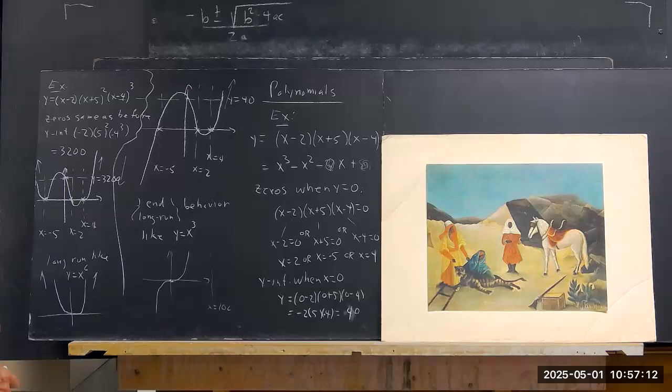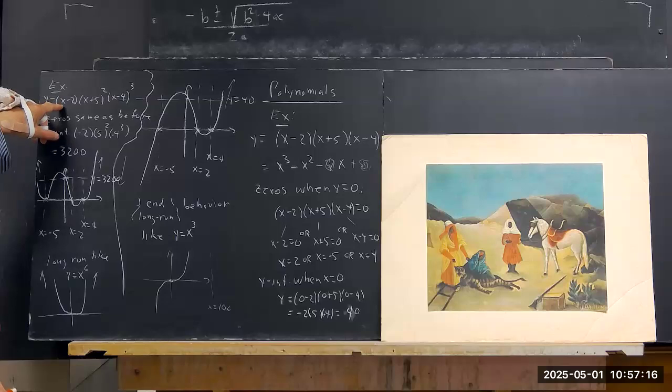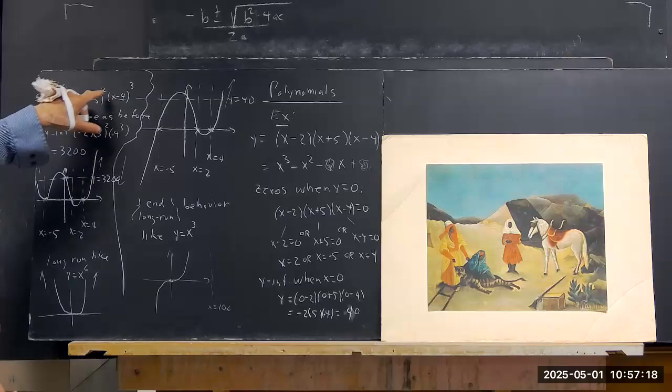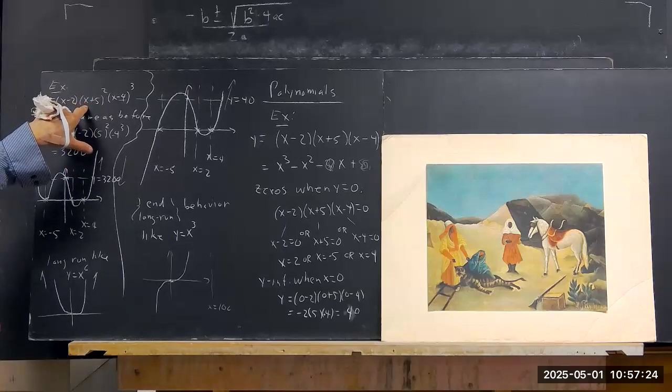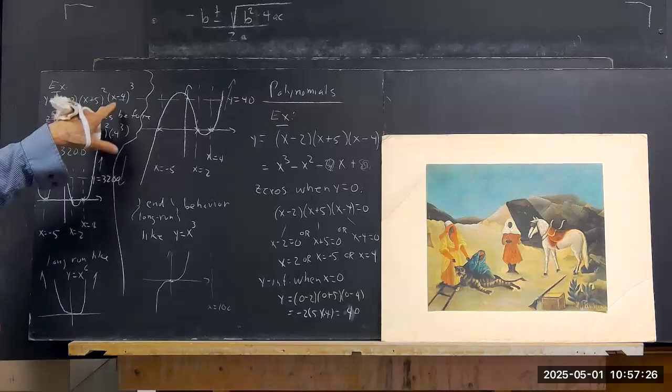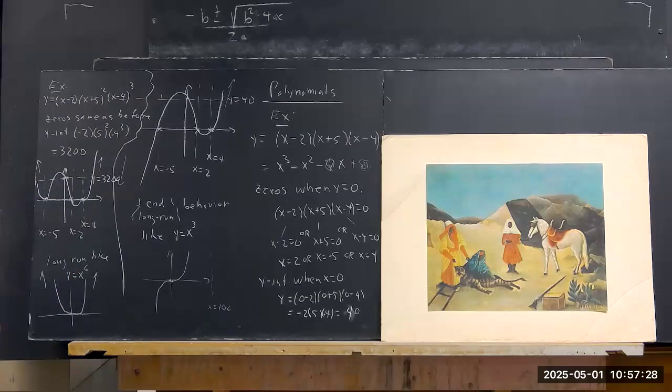And we observe that the long run is going to be like x to the 6th, because from this we get just an x. Here, x is going to end up being squared. We're going to have x squared plus 10x plus 25. But the point is we'll have a leading term of x squared here and a leading term of x cubed here.